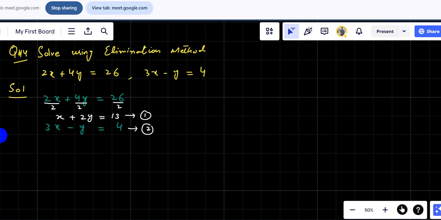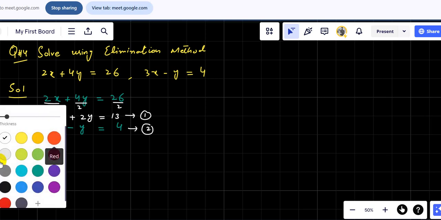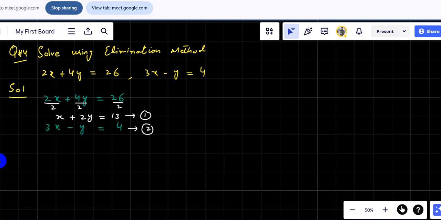Perfect. So you can multiply the first equation by 3. If you want to eliminate x, you need to multiply it by 3, and if you want to eliminate y, you need to multiply it by 2. You can eliminate either of them. So as you said, multiply it by 3.